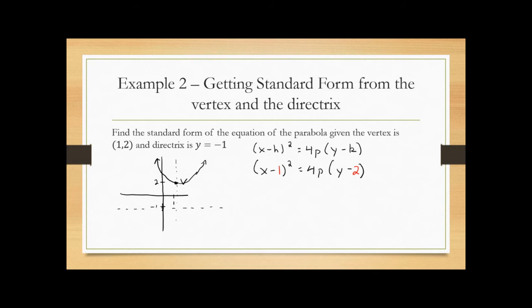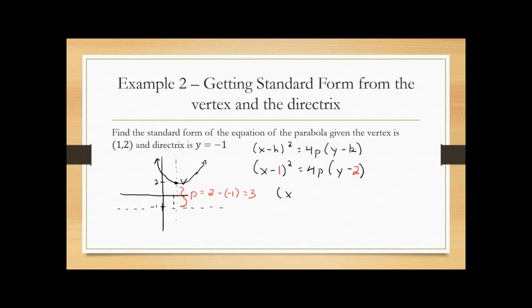Next, I need to find out p. So p is the distance from the vertex to the focus, but it's also the distance from the vertex to the directrix. So the vertex y value is at 2, the directrix is at -1, so that difference is 3. So there are 3 units between those. So p is equal to 3.